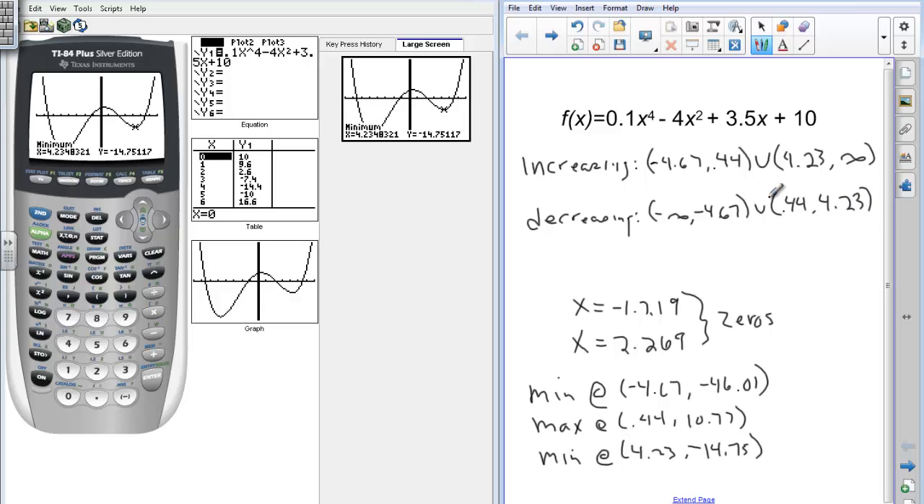So here's an example where we use the calculator to find intervals where we're increasing and decreasing. We use the calculator to find relative extrema, and we were able to find zeros as well. Hopefully you guys understand the power of using this calculator. I want you to get comfortable doing it. I'll give you some example problems that will help you do that.